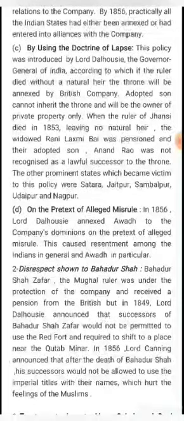Now, the second main point is disrespect shown to Bahadur Shah. Bahadur Shah Zafar, the Mughal ruler, was under the protection of the company and received a pension from the British. But in 1849, Lord Dalhousie announced that the successor of Bahadur Shah Zafar would not be permitted to use the Red Fort and was required to shift to a place near the Qutub Minar. In 1856, Lord Canning announced that after the death of Bahadur Shah, his successors would not be allowed to use the imperial titles with their names, which hurt the feelings of Muslims.